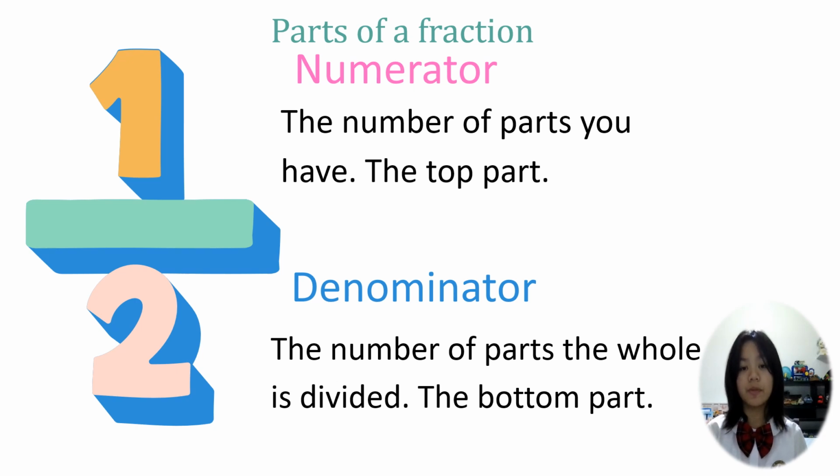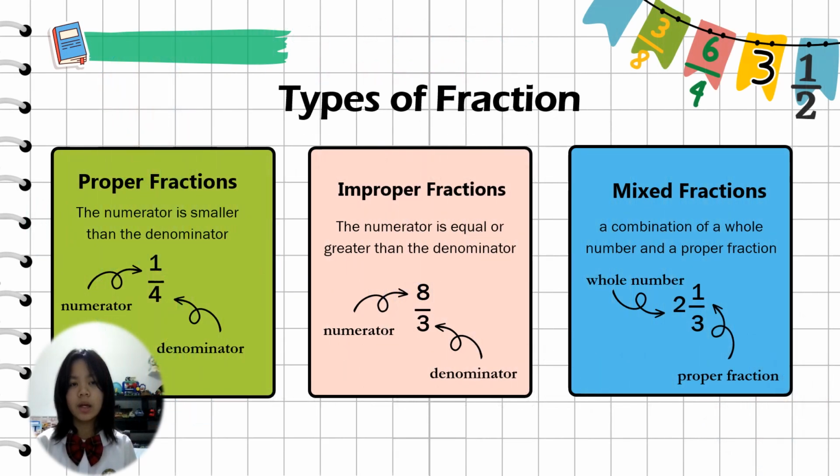Now that we know what is a fraction and what are the parts, let's move on to the different types of fraction. There are several types of fraction. First, we have the proper fraction, where the numerator is smaller than the denominator, like in 1/4, 1 being the numerator and is smaller than the denominator 4.